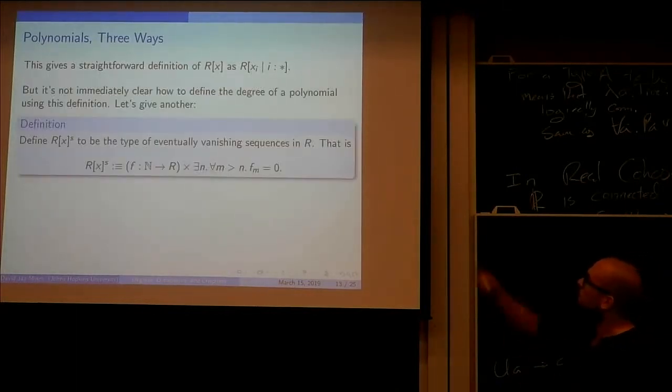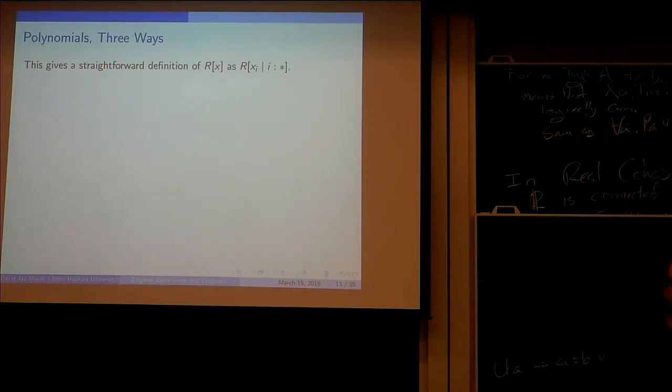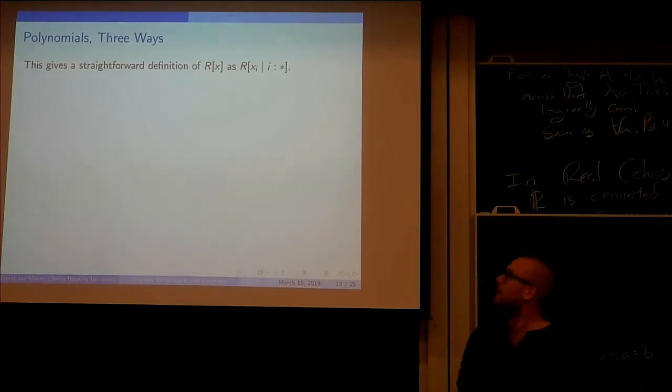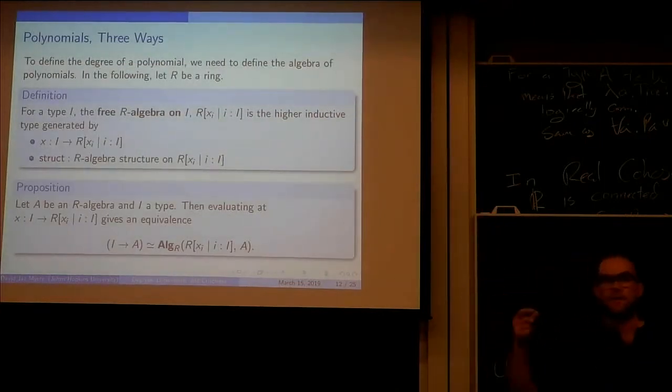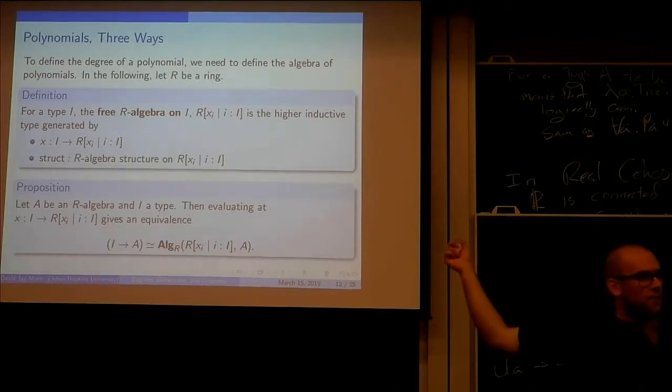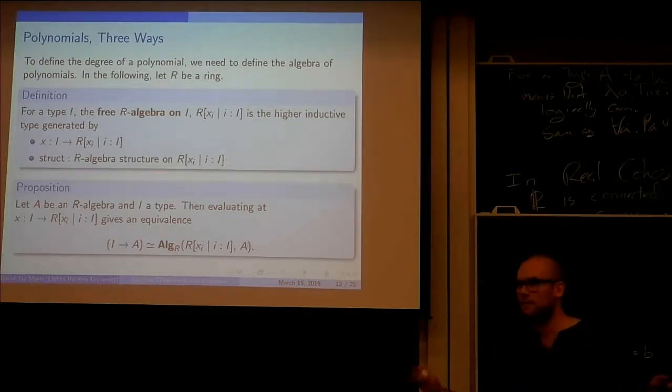So we get our definition of R[x]. Oops, sorry, that was a sneak peek. But it's not really clear how to define the degree out of this. The reason is that to map out of the higher inductive type, effectively what you do is you take the thing you were defining and you stick in the thing you're trying to map into, and then you try to witness terms in all of those types.